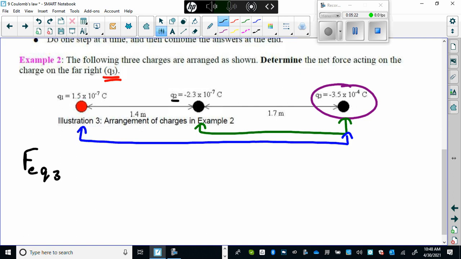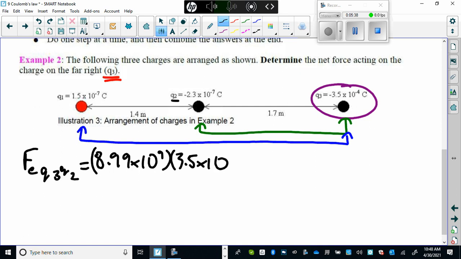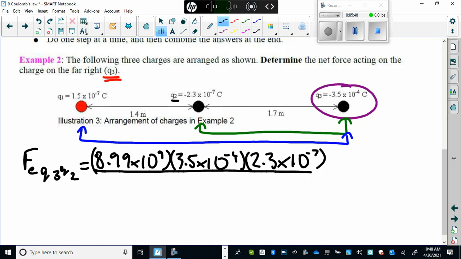we'll do this one first, Q2, is going to be K times the charge of Q2, Q3, that'd be 3.5. And notice I am not putting in the negative, right? You are going to confuse yourself if you start putting those negatives in. I'm going to divide that by the distance between them, which is 1.7 meters.